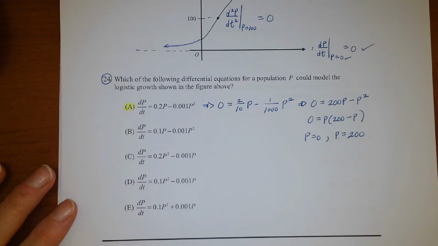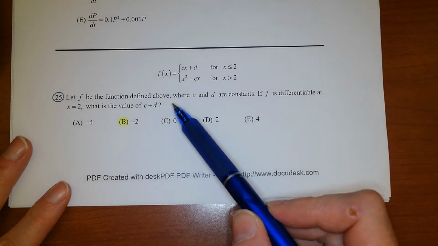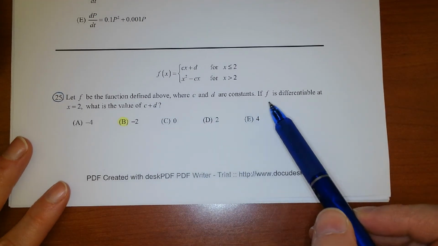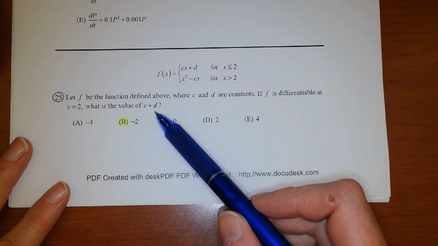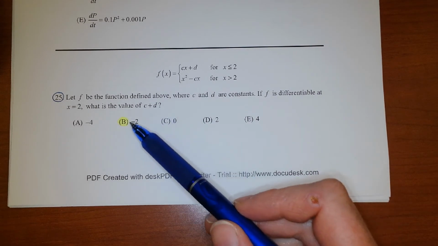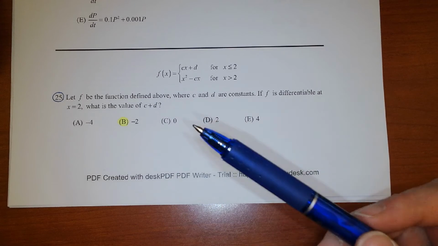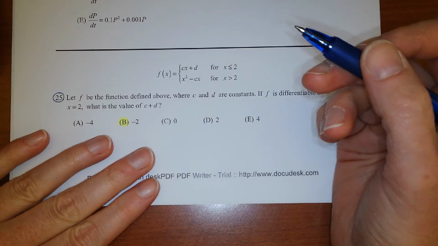Hopefully that makes sense. Okay, for problem 25, it says let f be the function defined above where c and d are constants. If f is differentiable at x equals 2, what is the value of c plus d? And whatever you do, don't do what I tend to do, which is do everything right and then forget to add c and d together and circle the wrong thing. Anyway, don't do that. Okay, so let's look at this.